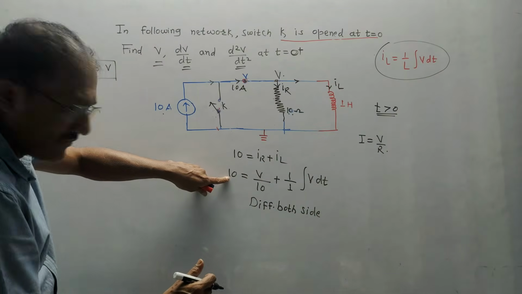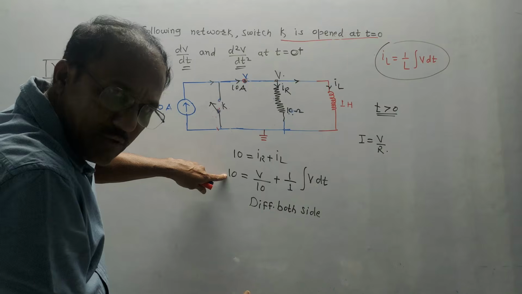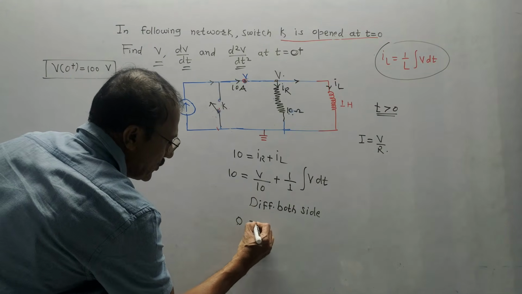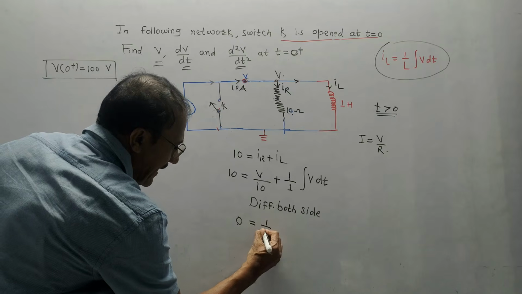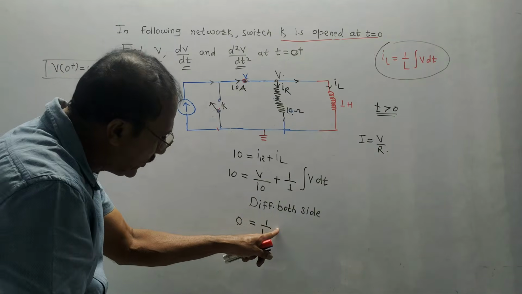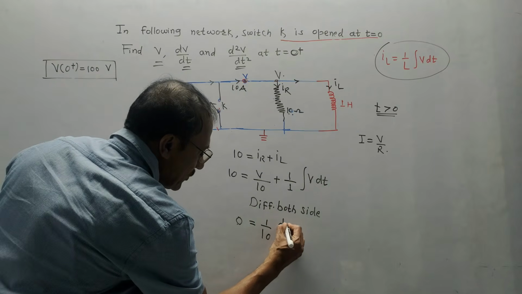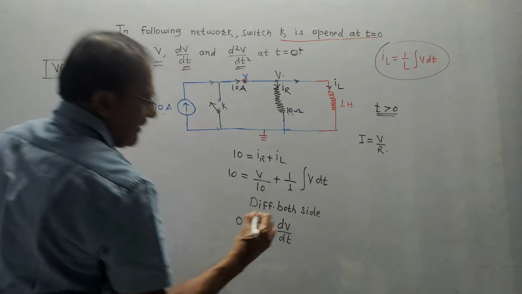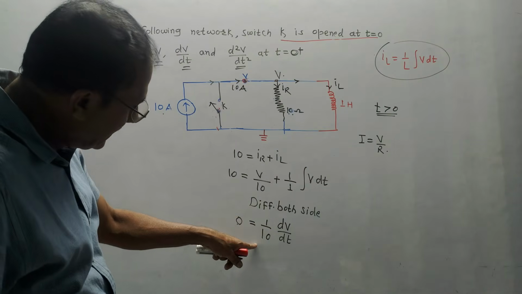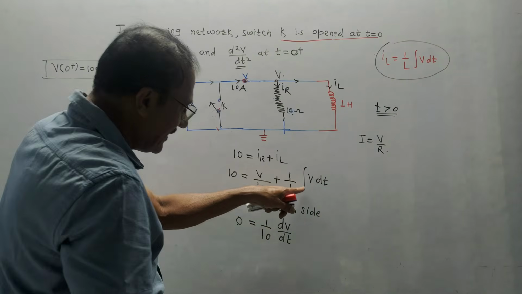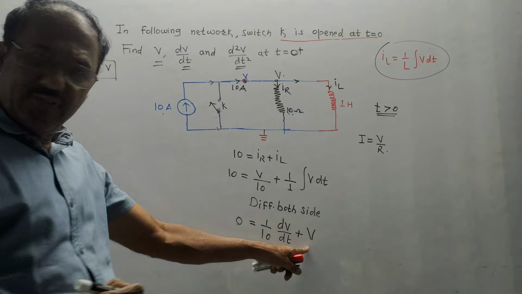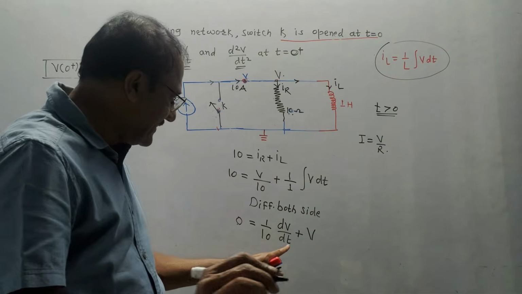Now look at this equation. At LHS we have 10, which is a constant term. The derivative of a constant is 0. So the derivative of 10 is 0. This 1 by 10 is V by 10. V is voltage. So I have written 1 by 10 into V, but I am taking the derivative, so it is dV by dt. Because 1 by 10 is constant, it is taken out. 1 by 1 is 1. This integration gets cancelled, so I will simply write it as V. Integration and derivative get cancelled.